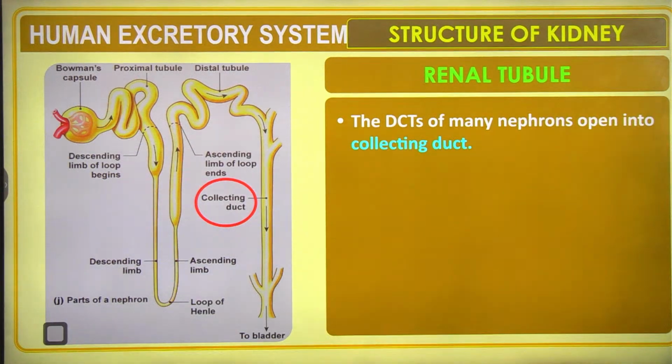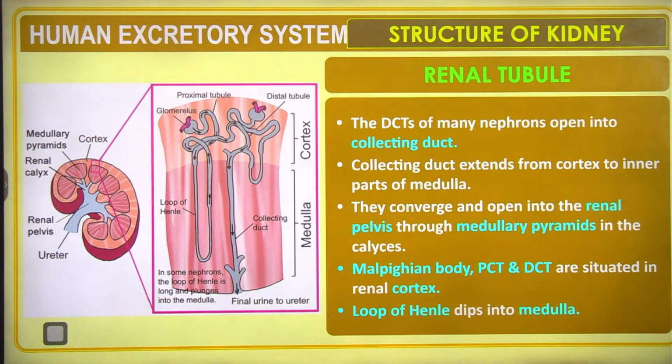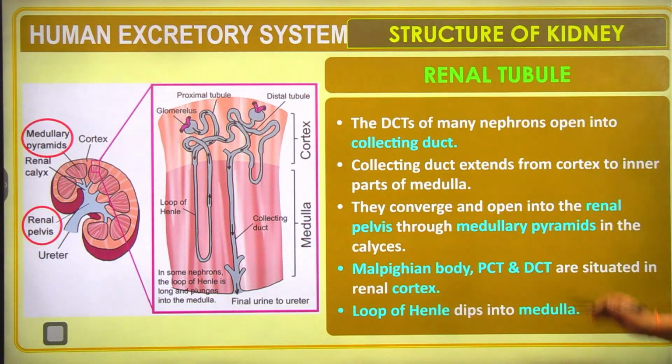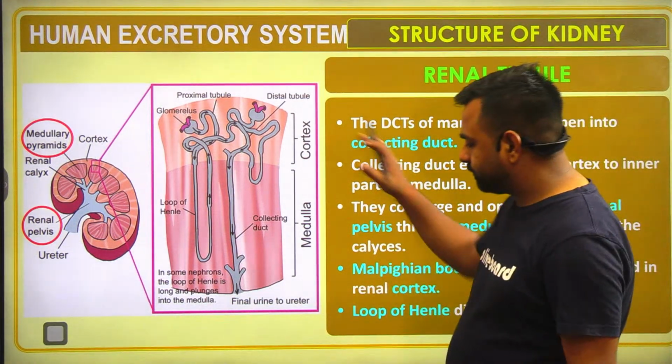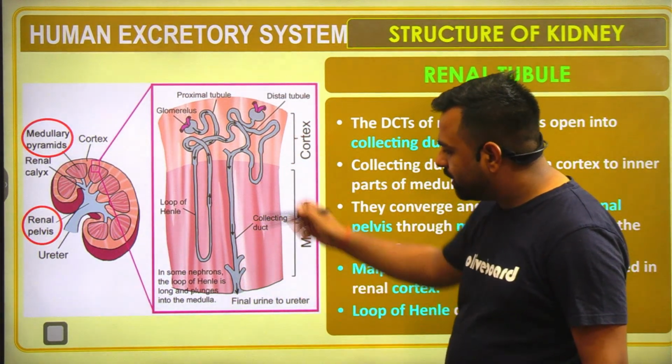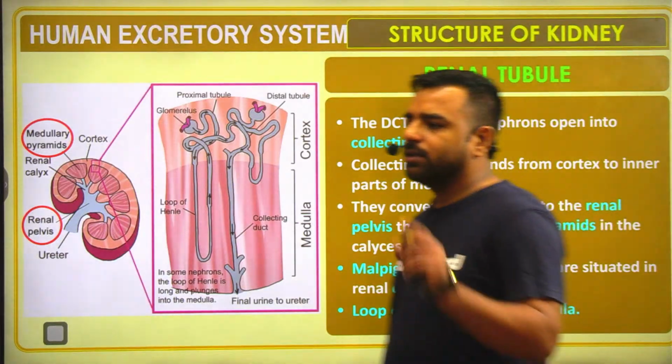Then the DCT of many nephrons open in the collecting duct. Okay. So here the DCTs of many nephrons open into the collecting duct. Here the collecting duct extends from the cortex to the inner parts of the medulla. They converge and open into the renal pelvis through medullary pyramids in the calyces. So that we have discussed in the very starting where these calyces were. Okay, so Malpighian body, PCT and DCT are situated in the renal cortex, and loop of Henle dips into the medulla.